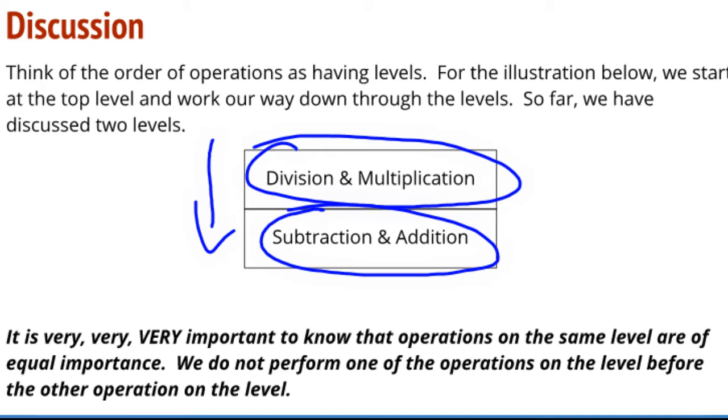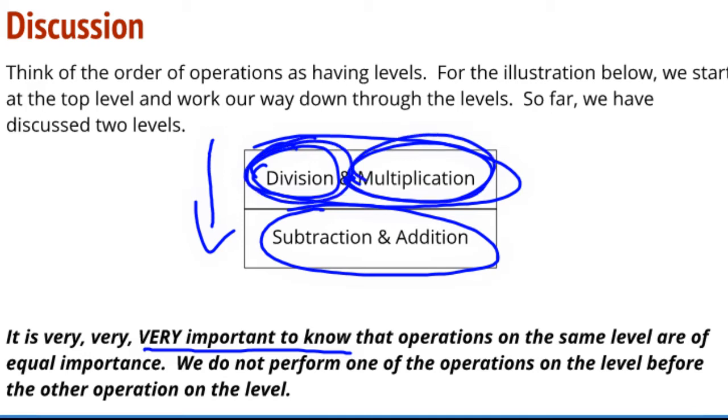Now I put in a big note here, bold, italicized. It is very important to know that the operations on the same level are of equal importance. Division is not more important or more powerful than multiplication. Multiplication is not more powerful or more important than division. Same for subtraction and addition.